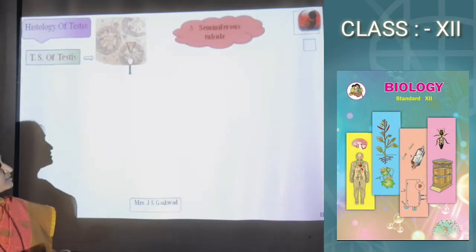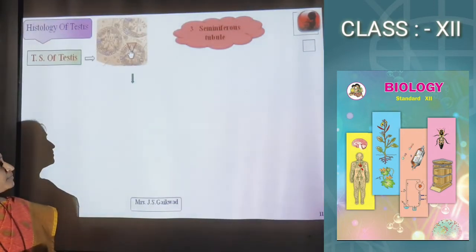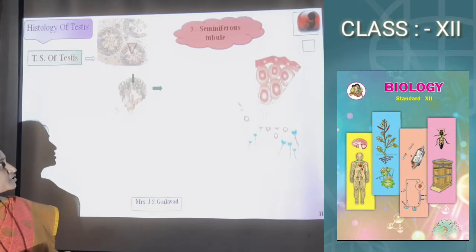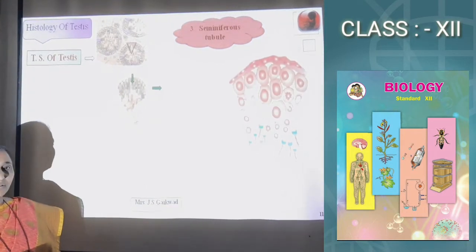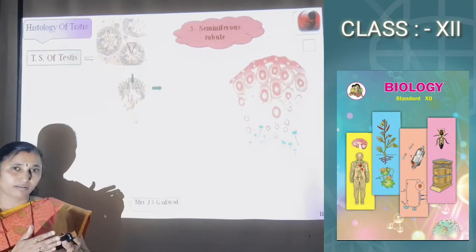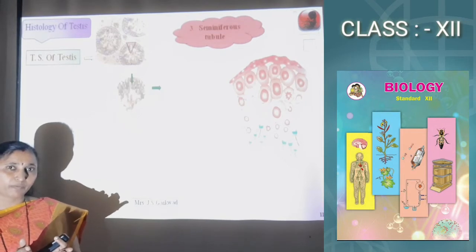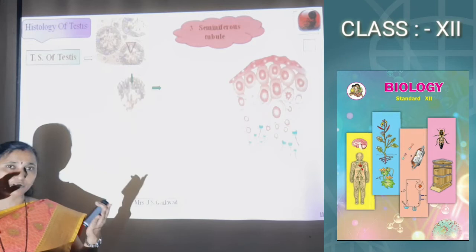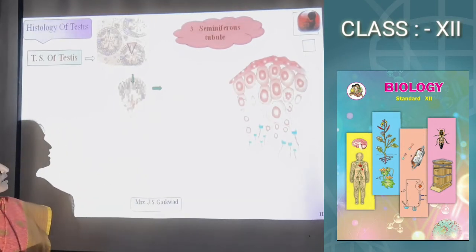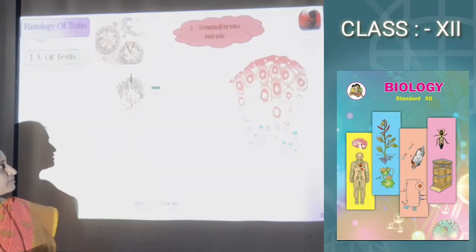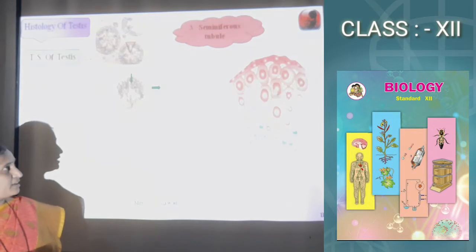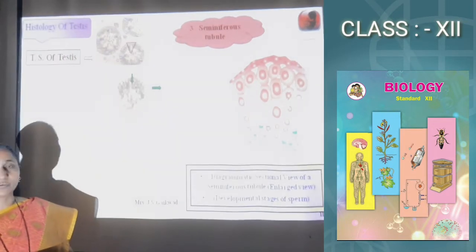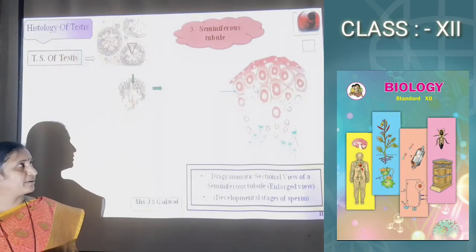I take a section of this tubule. Here is the section, only one part of it, like a cake. We cut the cake and take a small piece, and from that small piece we can consider the whole structure of the cake. I cut this piece and take it for the study: the diagrammatic section of the seminiferous tubule.